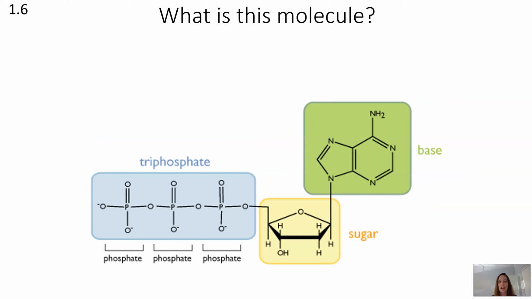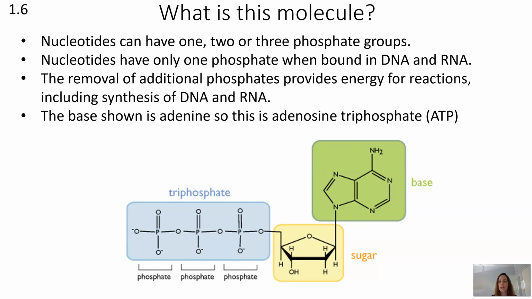All right, final slide. I want you to take a look at the molecule pictured here. Try to figure out what it is. So hopefully you noticed that there's a base, there's a sugar, and then there's a phosphate region. And that base, sugar, phosphate means that it's a nucleotide. This nucleotide looks slightly different than other nucleotides we've seen, though, because here there are 3 phosphates.